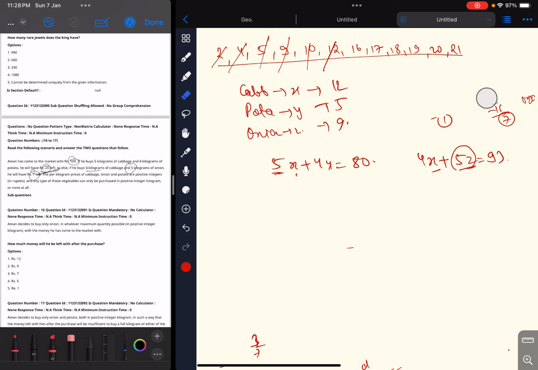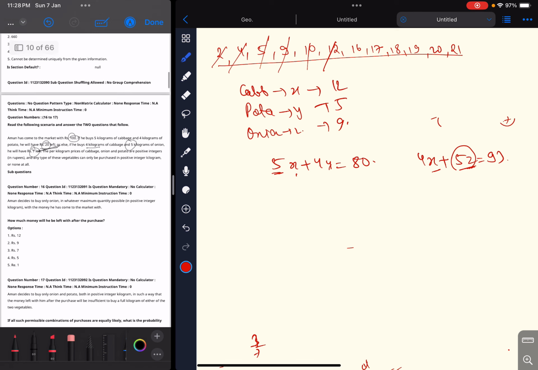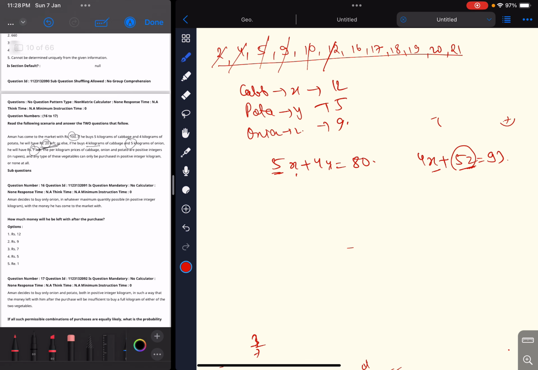Now let us come to the questions. Aman decides to buy only onion, in whatever maximum quantity he can buy with the money he has come to market with. How much money will he be left with? He came with 100 rupees. Onion price is 9, so 9 into 11 is 99. This is the maximum he can buy. Total 100, 99 purchased, 1 rupee left. So 1 is the answer to this question.